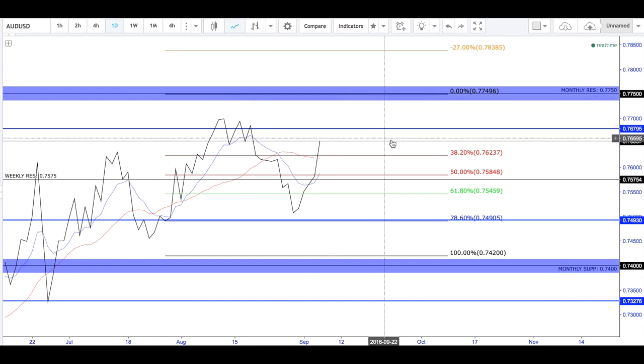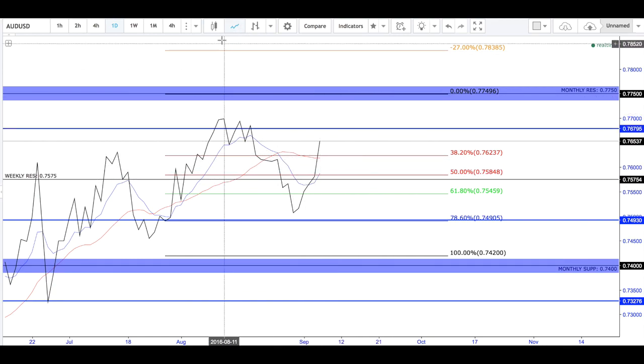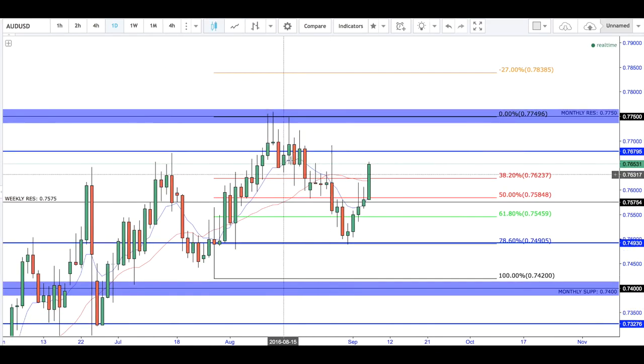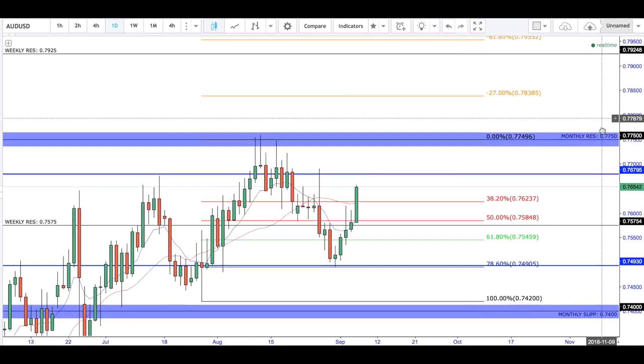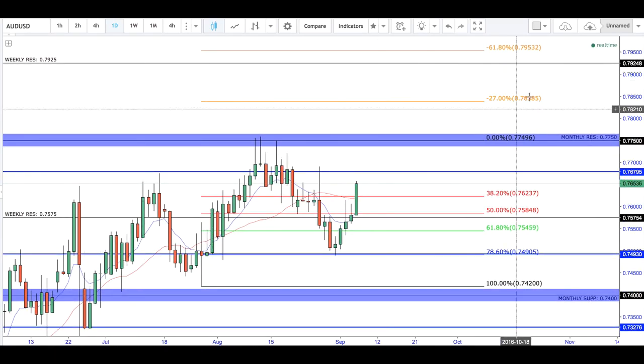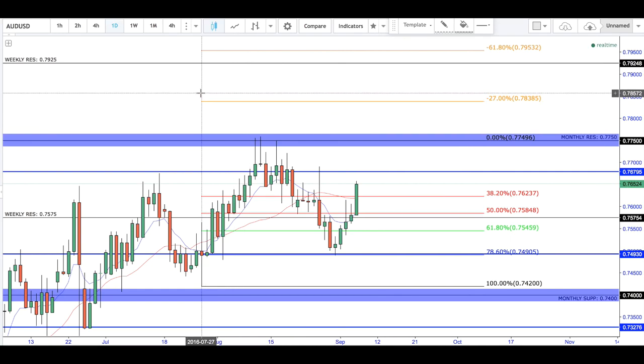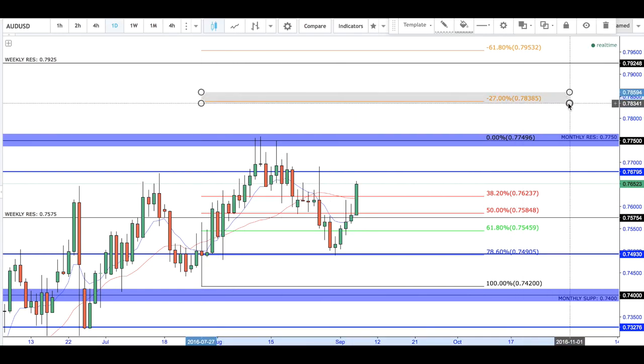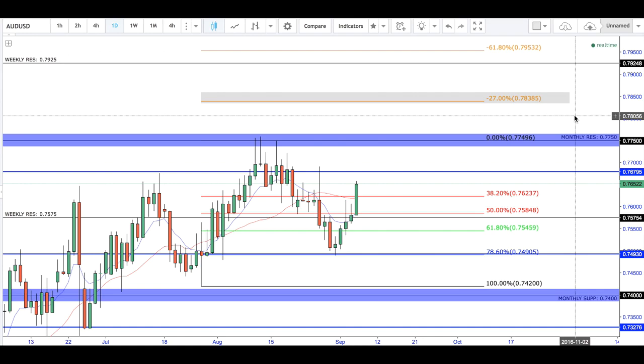If we just remove the candles for a moment, the moving averages may start to cross back over to the upside very, very soon. The Fibonacci extension on this particular daily fib is coming in here, minus 27, 0.7838. Or we can just maybe call that and line it up with 0.7850.